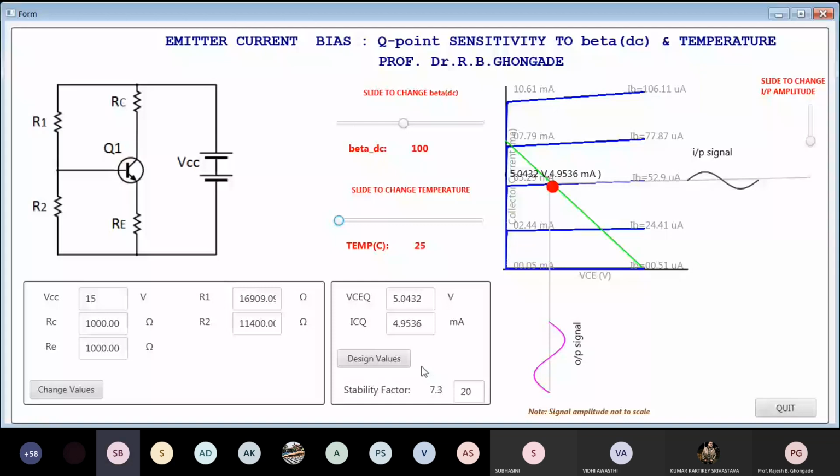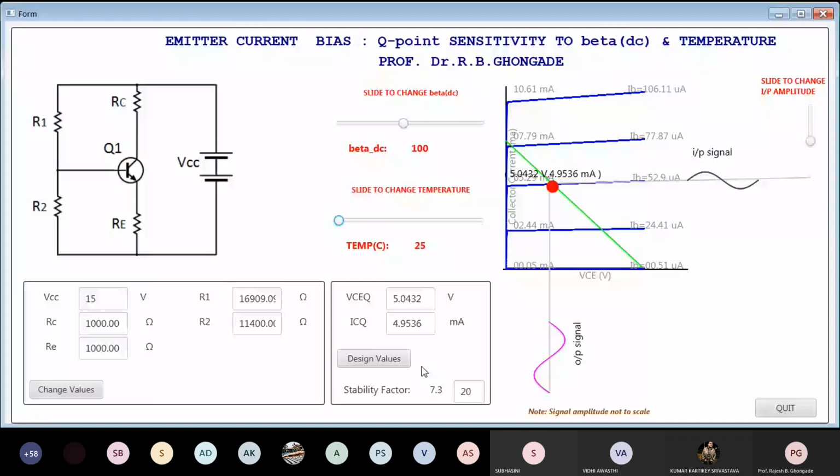Yes, sir. Sure, because the entire exercise of this particular interactive demo was to make you understand that emitter current bias really is a very good circuit, because it offers excellent bias stability. Okay. Now we can verify this with Multisim.